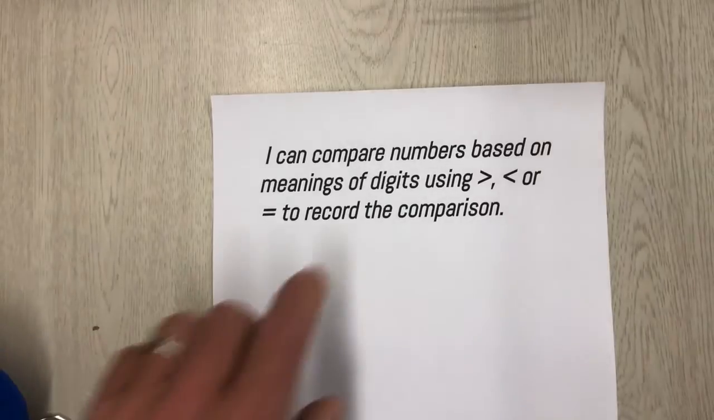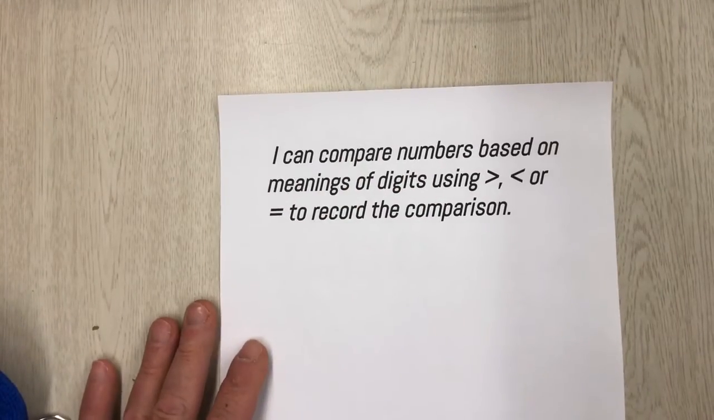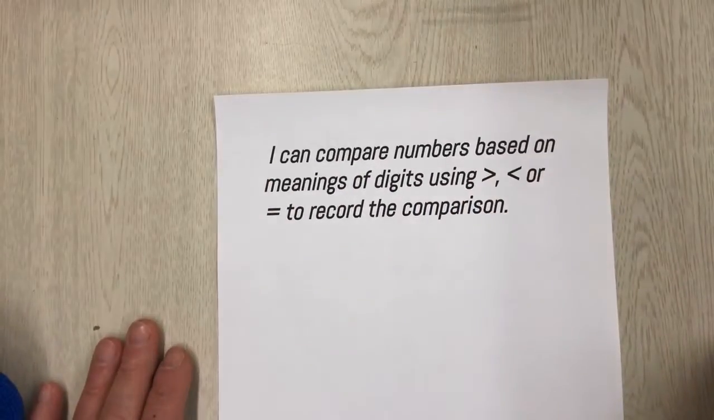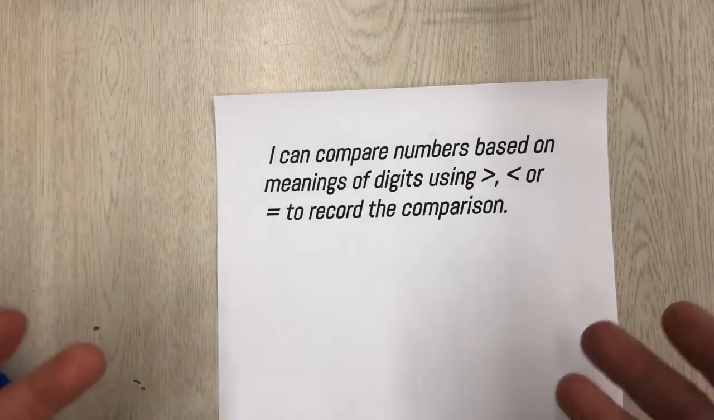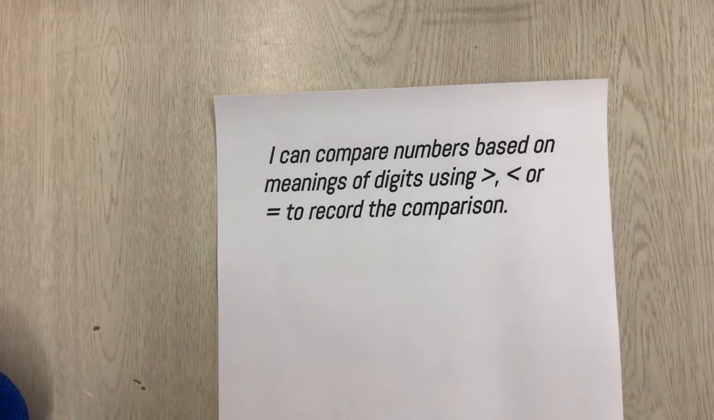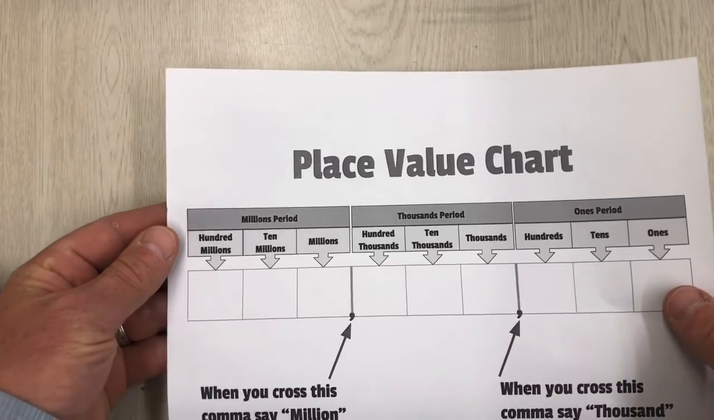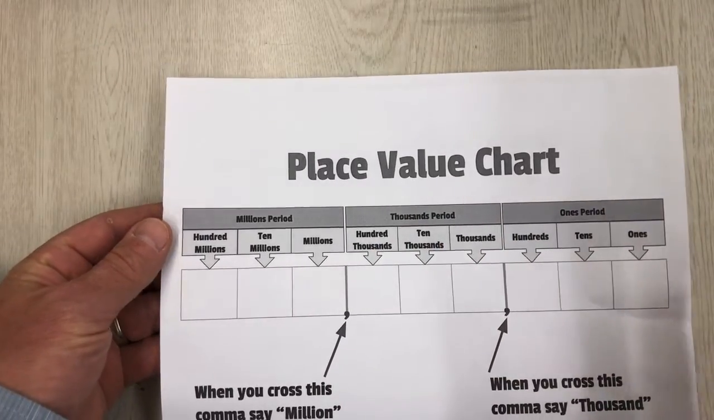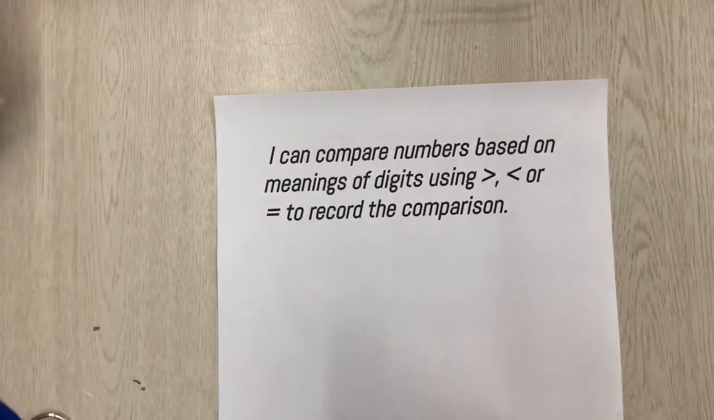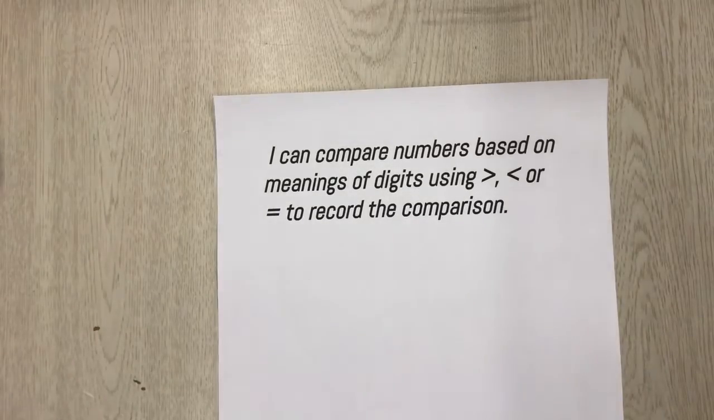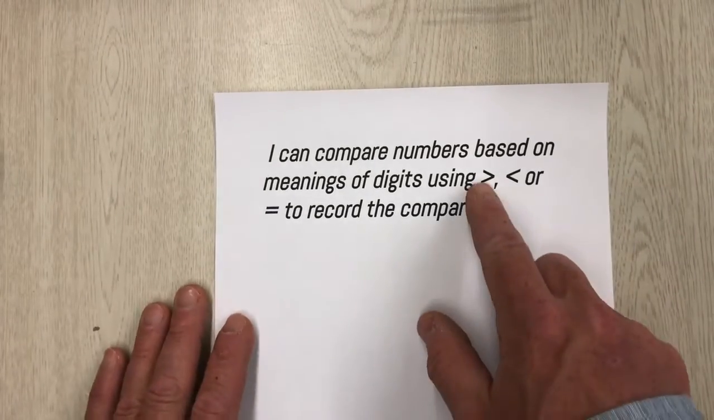There's a bunch of words here, so comparing numbers. This is what we're going to do. Based on the meanings of digits, basically based on our place values in the base 10 place chart in here, we're going to study where the numbers are placed and figure out which number is larger or less, or if they're equal to. And then we're just going to write down our comparison using these symbols.